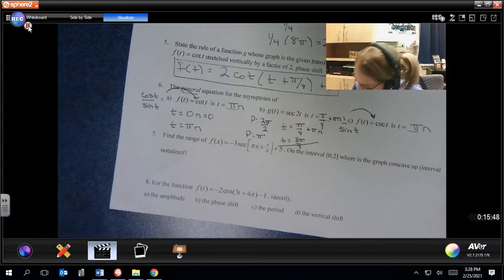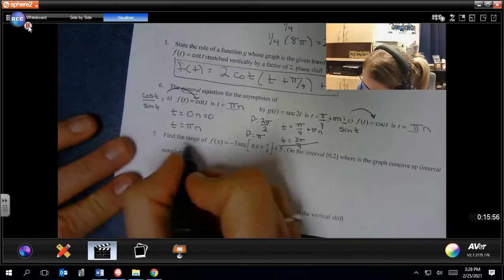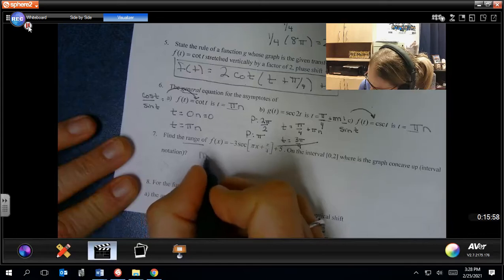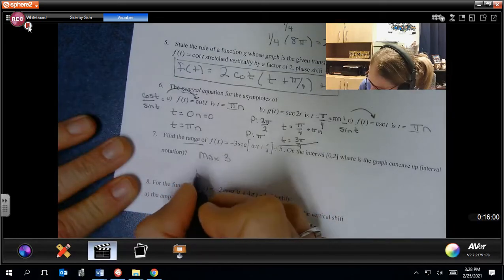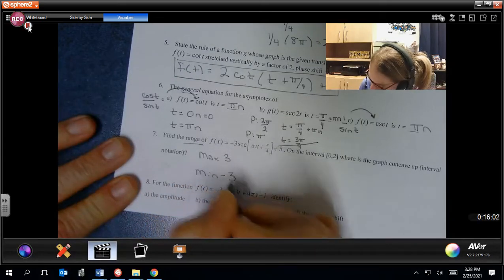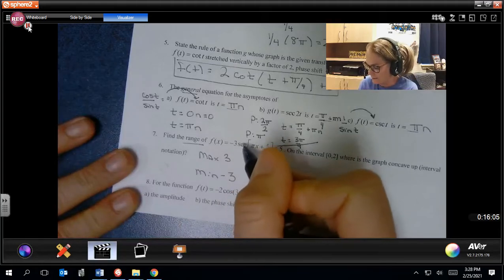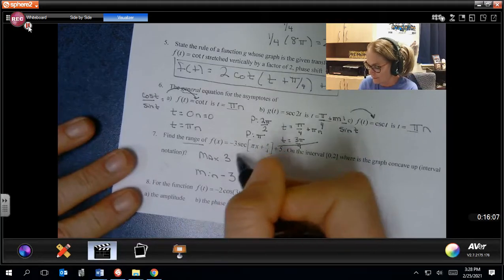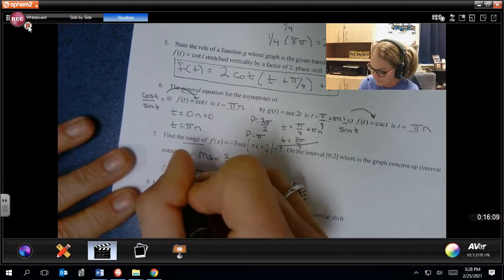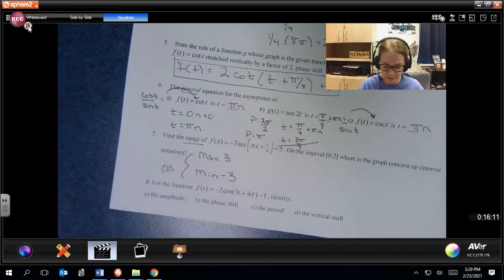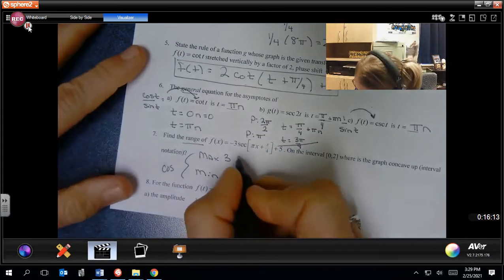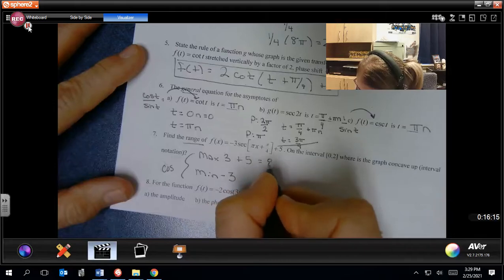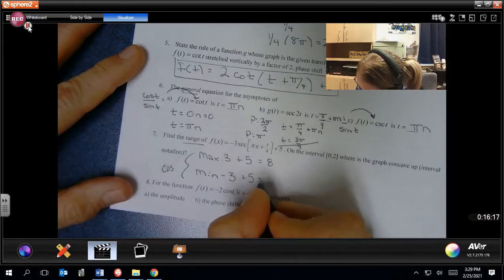All right. The range of f of x on the interval 0 to 2. And then where is the graph concave up? Interval notation. All right. So range is your y values. So we've got our max of 3 and our min of -3. And I'm just thinking in terms of cosine right now. So for secant, I'm going to think about cosine. And so if I add 5 to that, I've got 8. And if I add 5 to that, I've got 2.